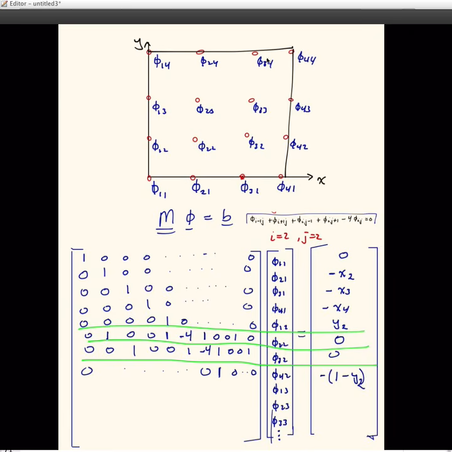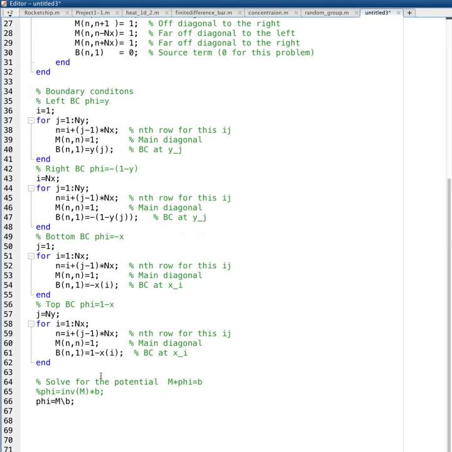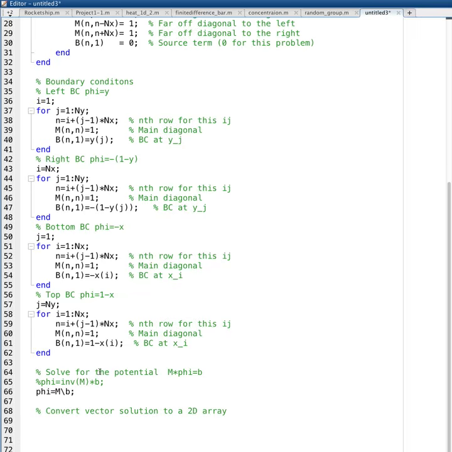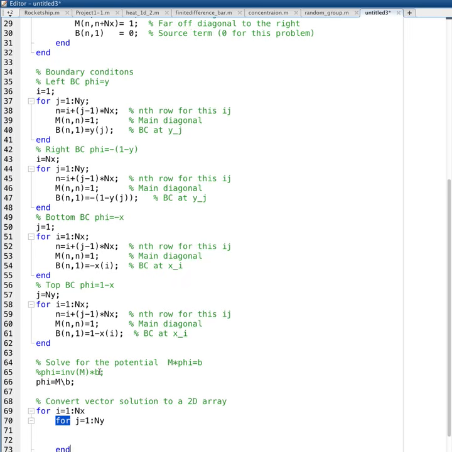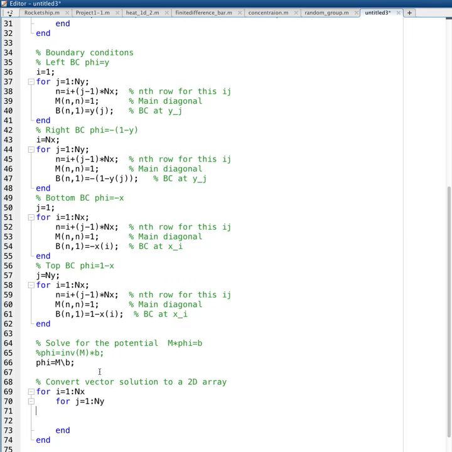So the last step is to convert that vector back into a 2D grid. So we're going to convert the vector solution to a 2D array. And the way that I like to do that is I just loop over the domain. So I'm going to do for i is equal to 1 through nx, for j is equal to 1 through ny. I'm going to loop over each grid point, and at that grid point, I'm going to figure out which row in that vector I'm currently at. So I'm going to use my n equation again. So this is the nth row for this ij.